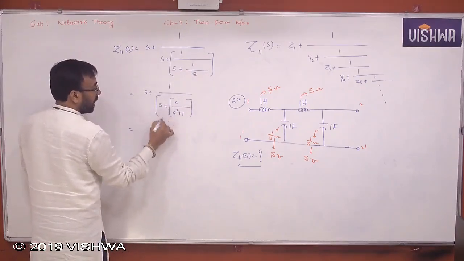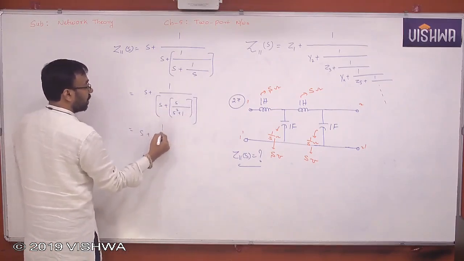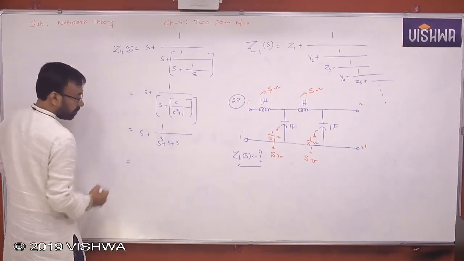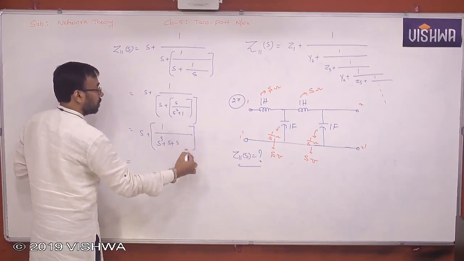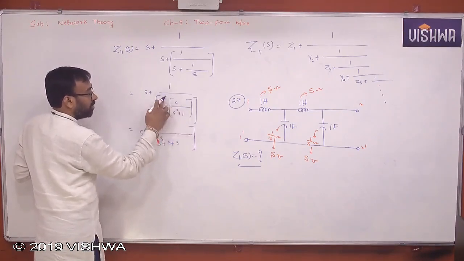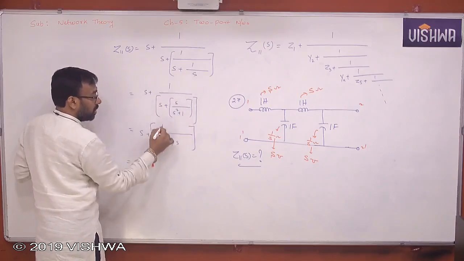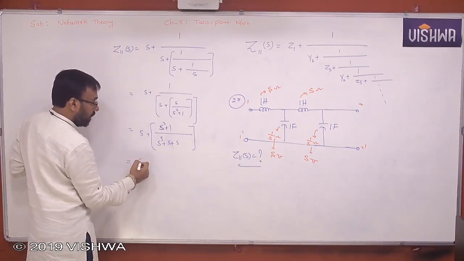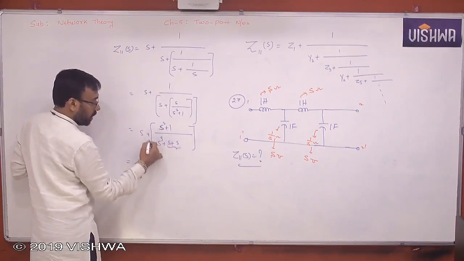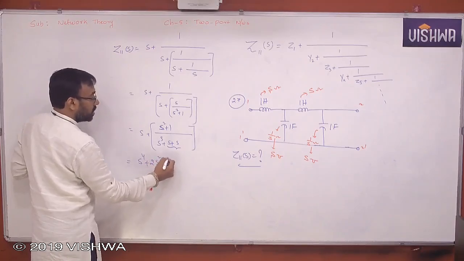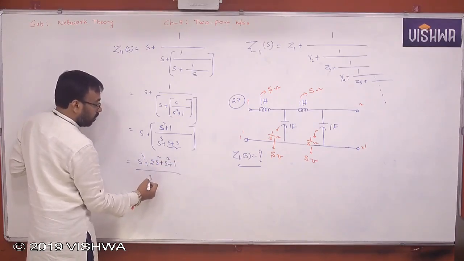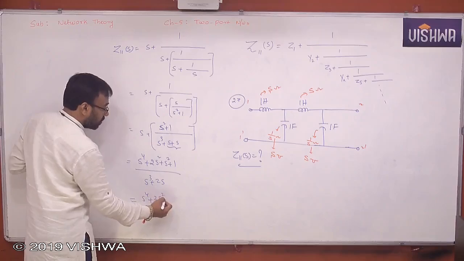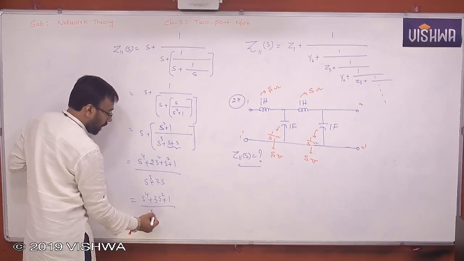Now if I simplify this part, I'll get S plus 1 by S cube plus S plus S. S cube plus S already, but this will go to the numerator. So this will become S square plus 1. Now again I take LCM. S power 4, this is 2S into S. So 2S square plus S square plus 1 by S cube plus 2S. Nothing but S power 4 plus 3S square plus 1 by S cube plus 2S.